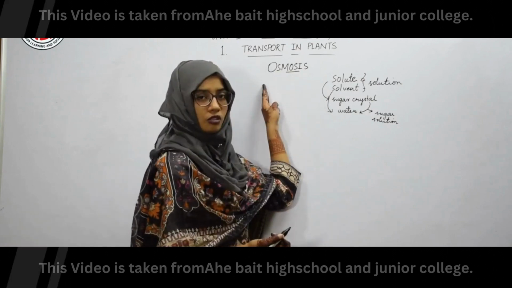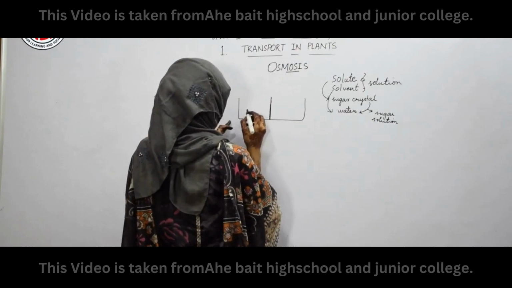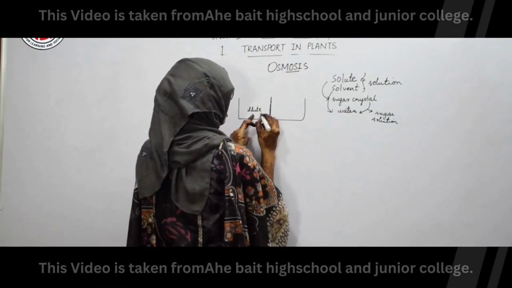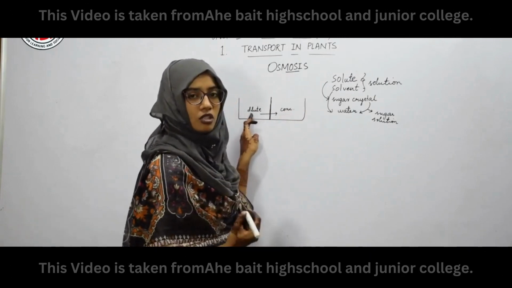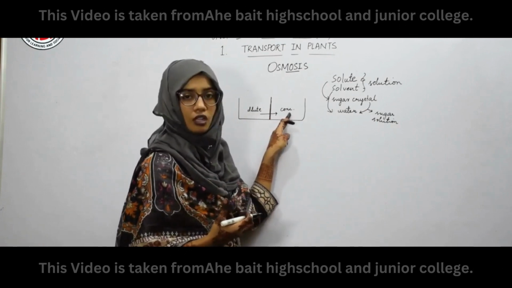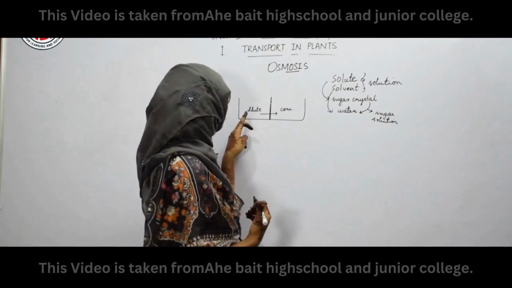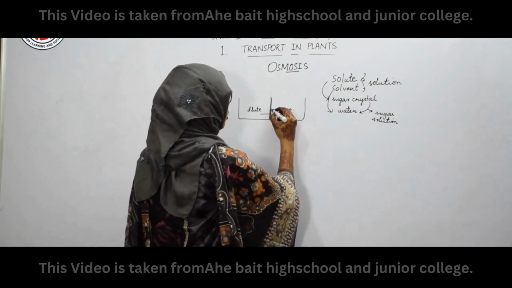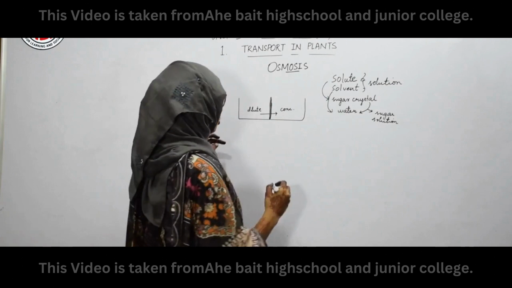Now, coming back to osmosis, it is a process in which the water molecules from the dilute solution move towards the concentrated solution. The dilute solution is not as concentrated when compared to the other one. So, the water molecules or the solvent particles move from dilute solution to concentrated solution across a semi-permeable membrane, and this process is called osmosis.